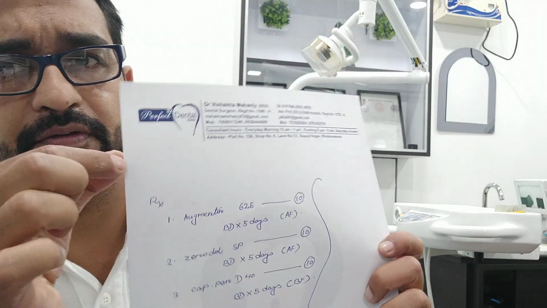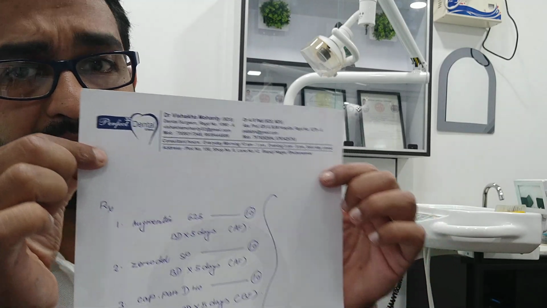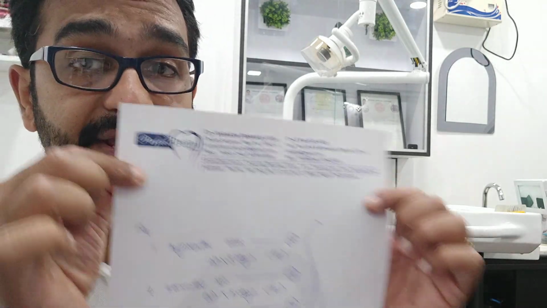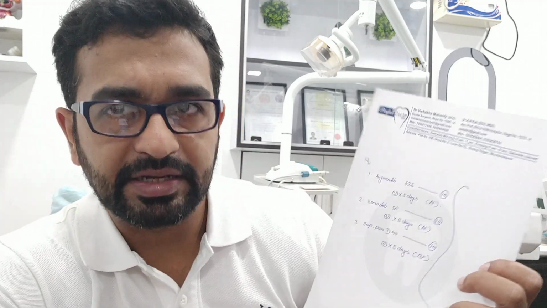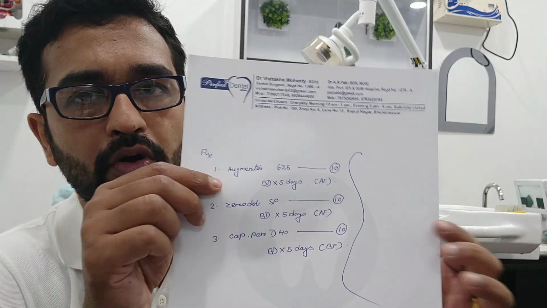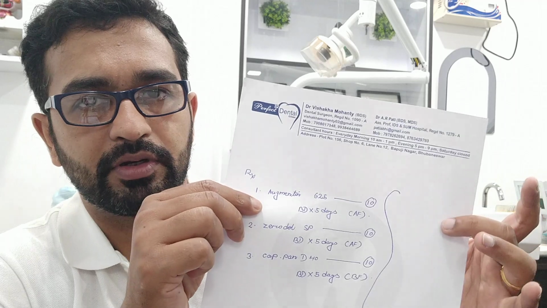Whenever you write a prescription, first of all you have to write the patient's name, then the date is very important: name, age, date. After writing the name, you have to write the chief complaint of the patient. Chief complaint: patient complains of pain in the right lower back tooth region. After writing that, on one side you can write all the dental findings the patient is having.